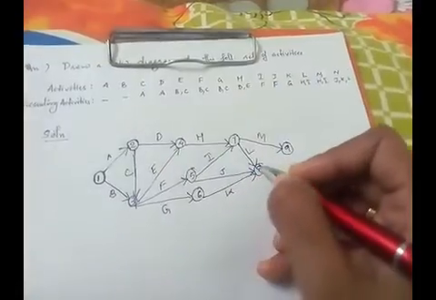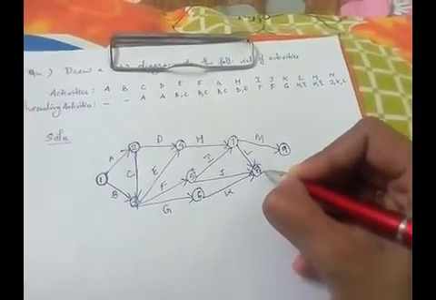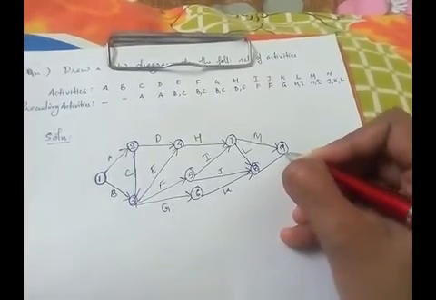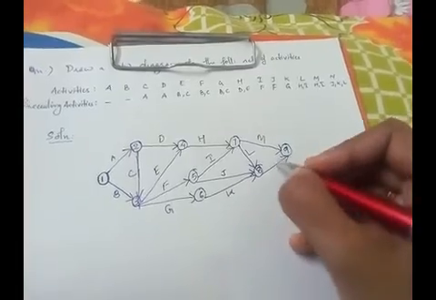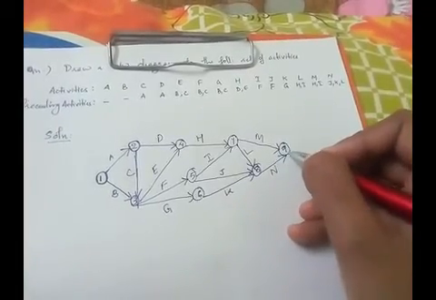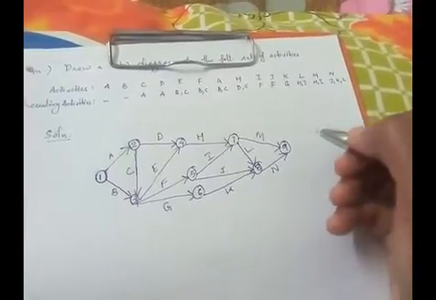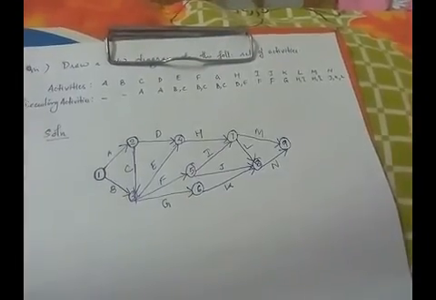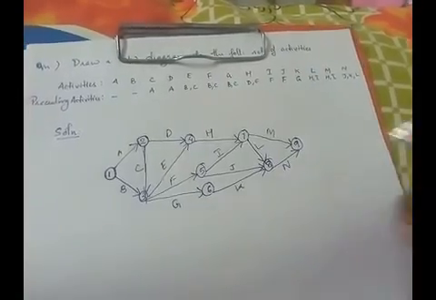So N should start from here, but since it is the last activity, it should end at the event which is already drawn as the ending number, right? So since the ending event is 9 here, N will end at 9. Only then do we have a single ending event. So this is how we draw a network diagram.